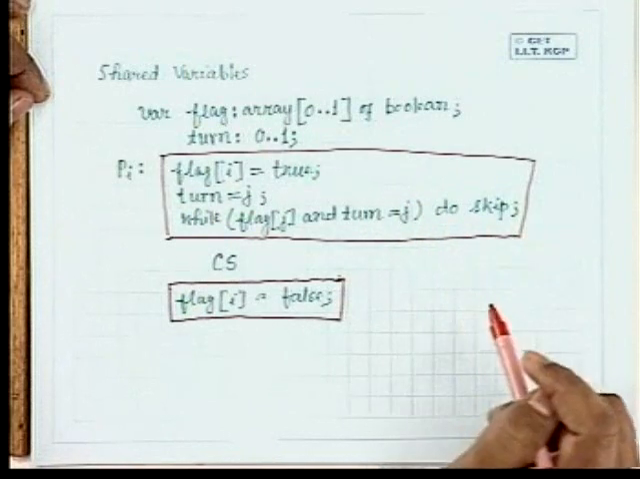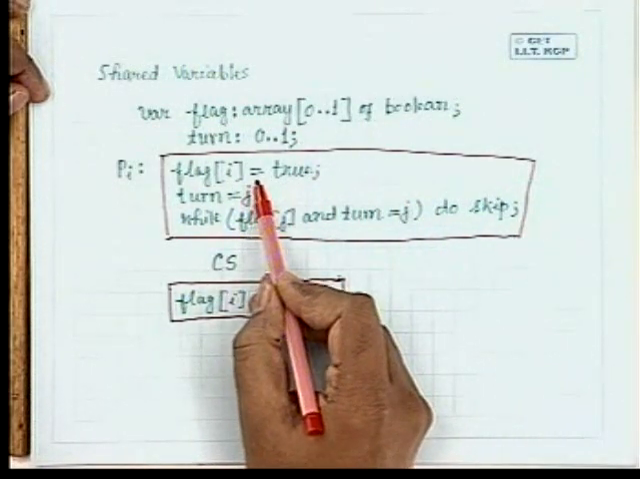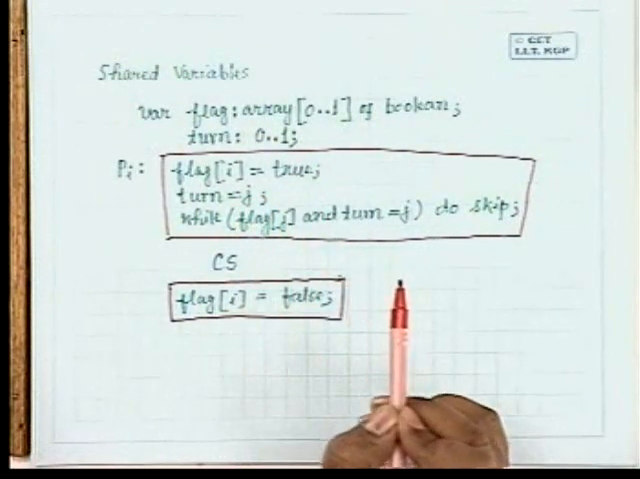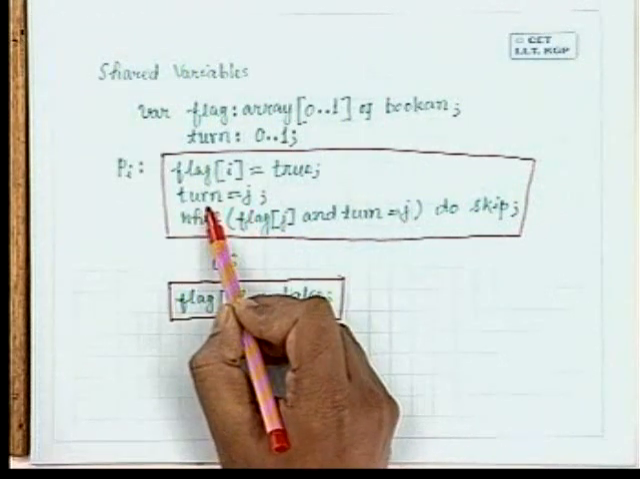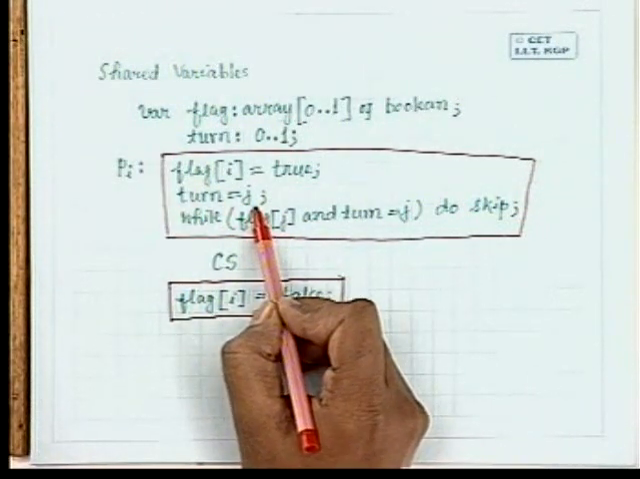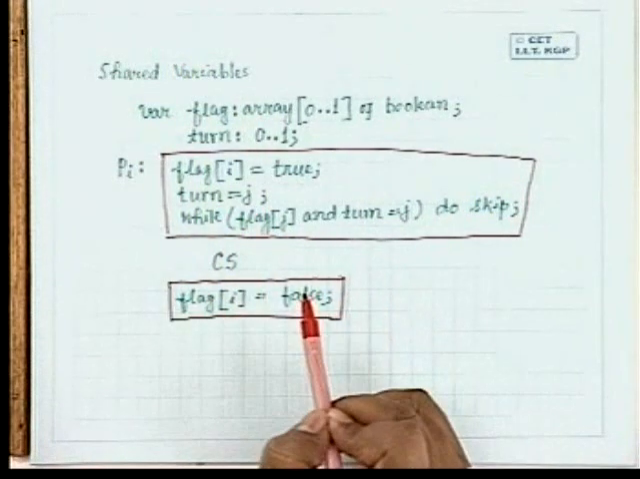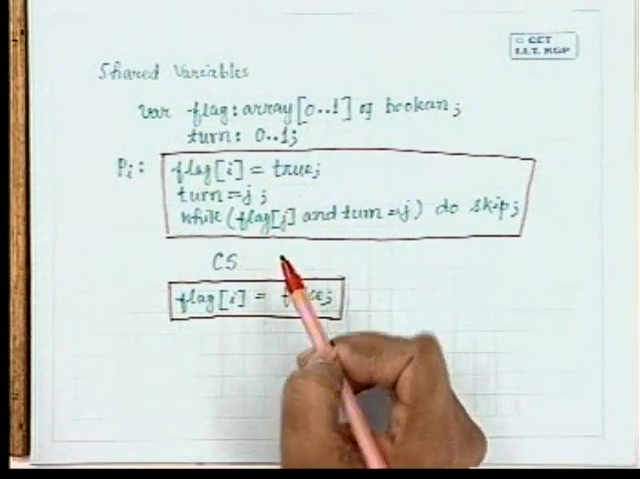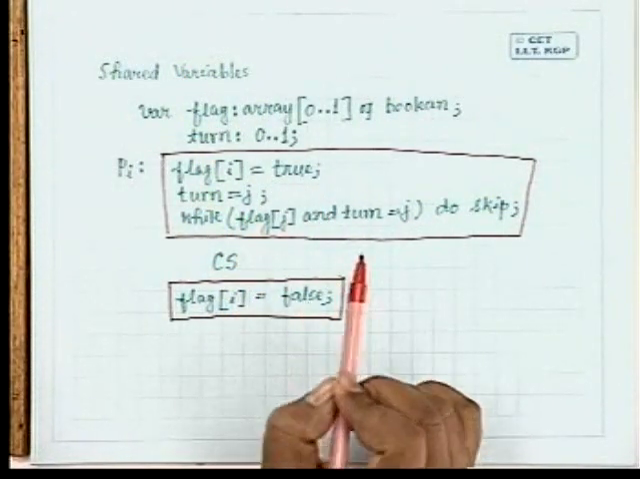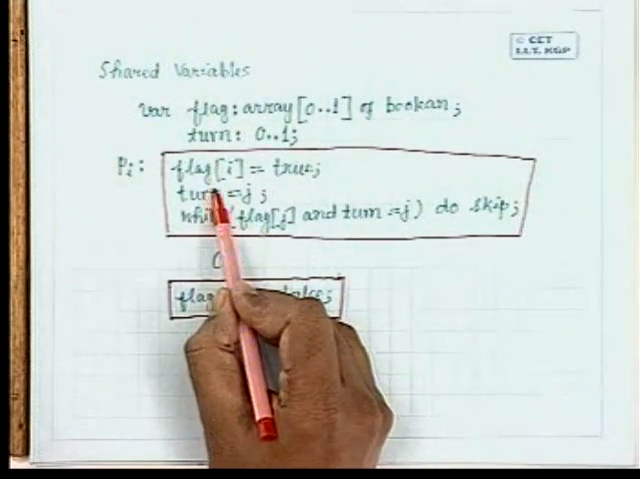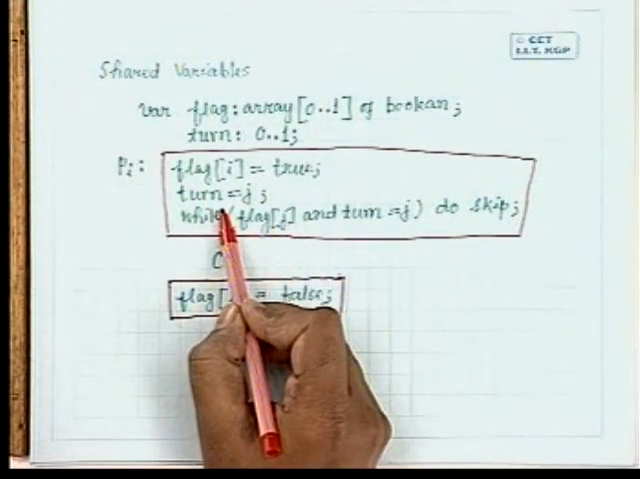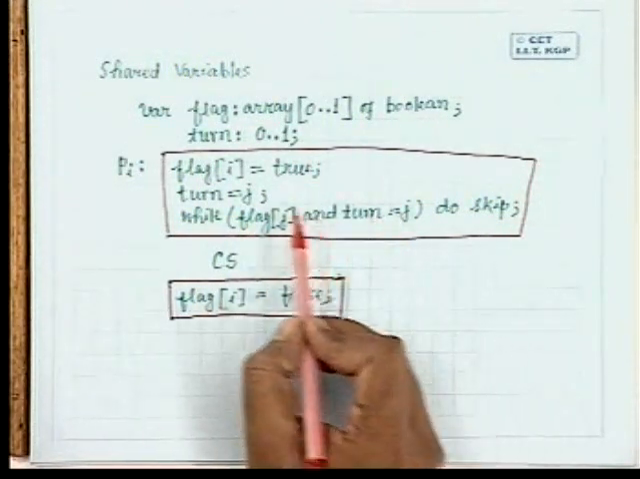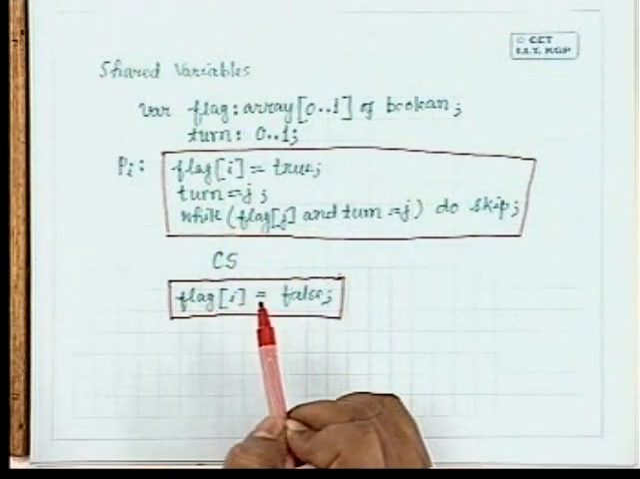Now the approach that is taken in this case is, firstly, the ith process indicates that it wants to enter the critical section by setting flag i equal to true. Then the ith process sets turn equal to j. It is an assertion. Though the ith process wants to enter the critical section, it just tries to check whether the jth process also wants to enter the critical section or not. So the ith process has registered its request by setting flag i to true. Then it asserts that let it be the jth process's turn to enter the critical section. So it sets turn equal to j.